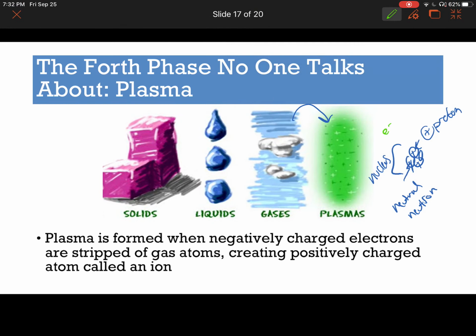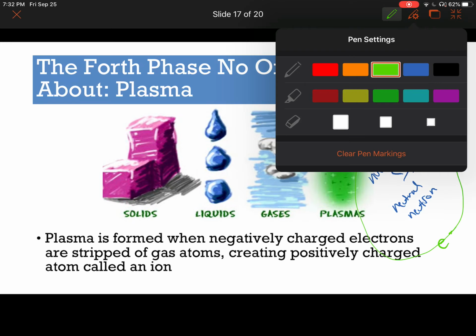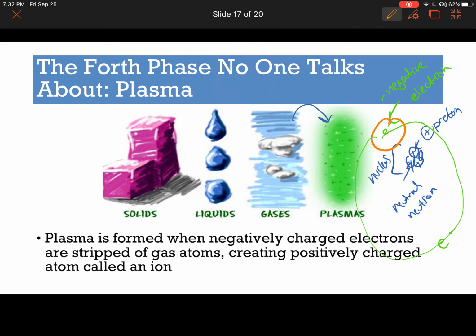But then you also have these negative electrons that circle around the nucleus. So here are negative electrons. So when plasma happens, or is formed, these electrons are stripped away, so they're gone, leaving only this positive charged atom behind. So we call atoms with a charge ions. And again, when we get to atomic history and atomic structure, we will go into that in much more detail.